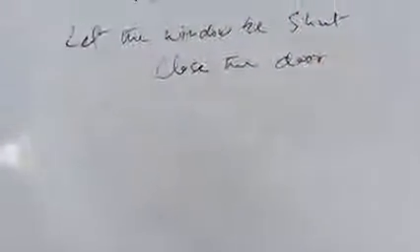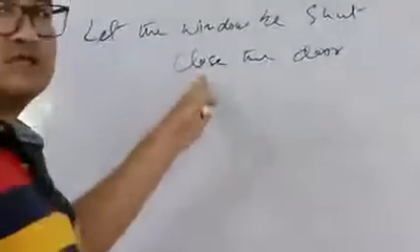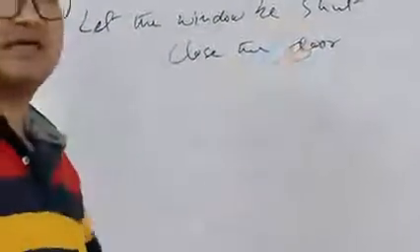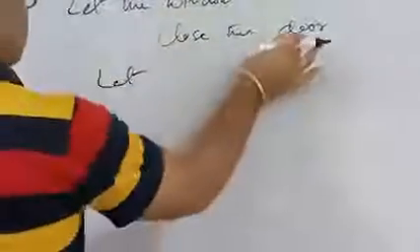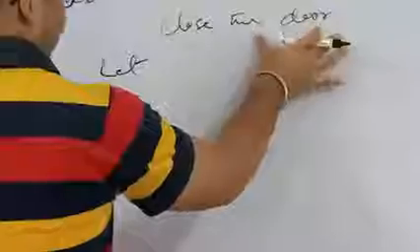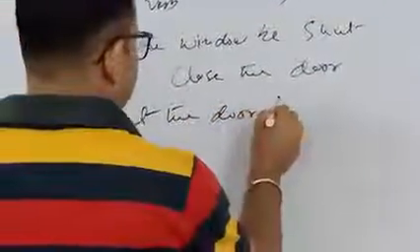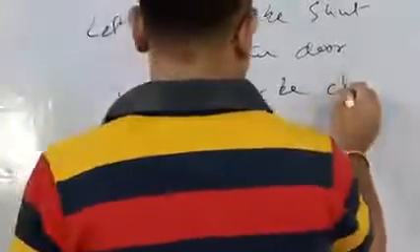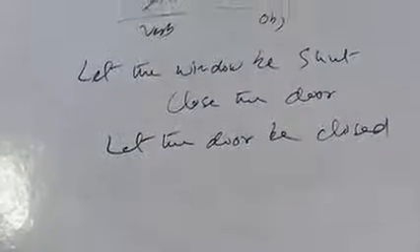Close the door. This is again a sentence which begins with a verb, that is close, and the door is the object here. First you have to put let, then you have to make the object into subject, that is let the door, and then be, and the past participle form of the verb close, that is closed. Let the door be closed.